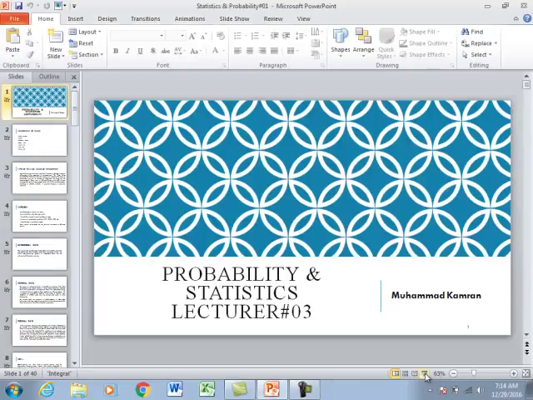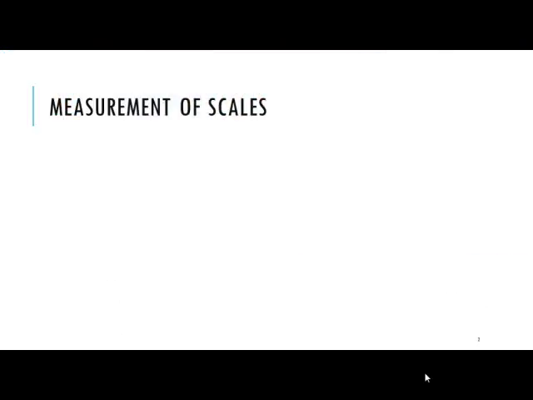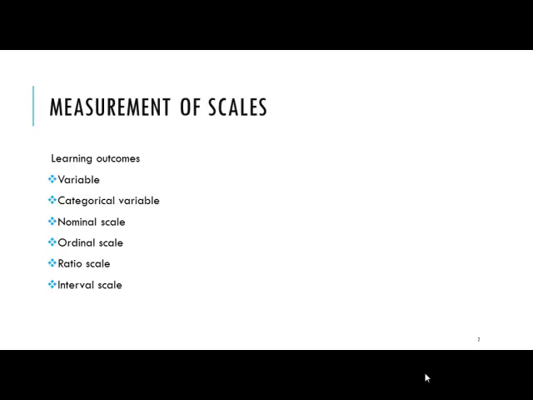Which is related to the measurement of scale. In my previous lecture, we discussed the definition of statistics, its limitations, and types of statistics. In today's lecture, our learning outcomes are to know about the definition of variable, categorical variable, nominal scale, ordinal scale, ratio scale, and interval scale.